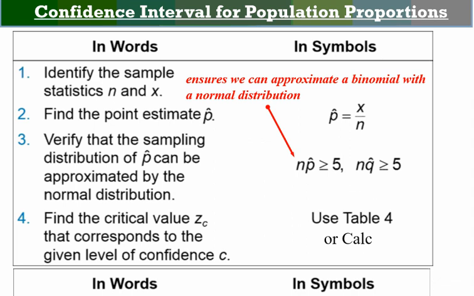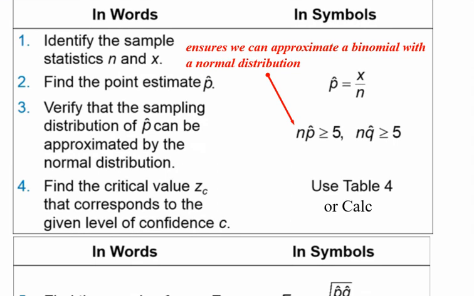The steps that we go through are the following. We first identify the sample size and the values that are given to us. Step 2 is to find the point estimate, usually given to you, or you would need to find it by taking how many said yes divided by the total. And then we have to verify that we can use a normal distribution to estimate, because we're using a z critical score. And this comes to us from prior chapters.